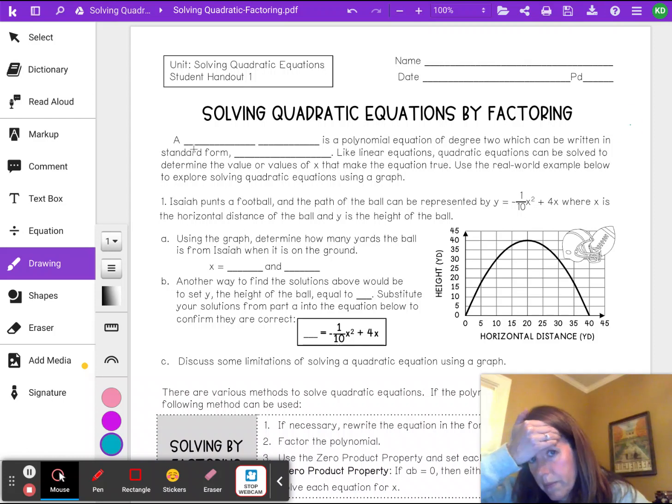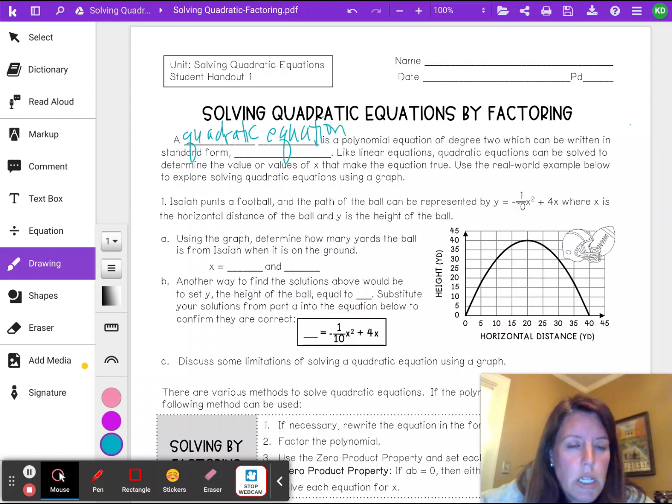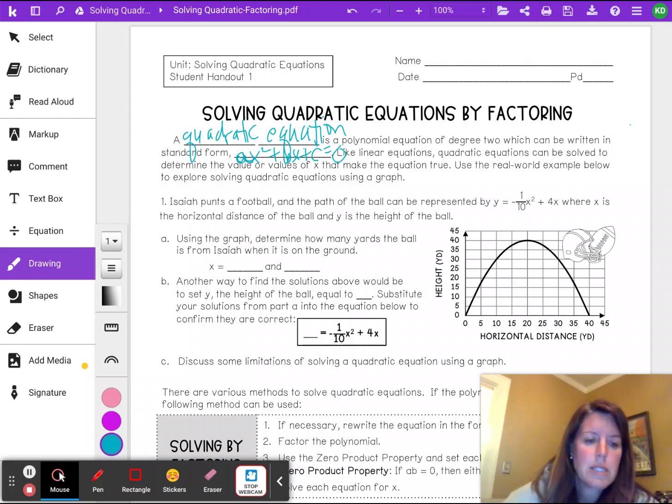So a quadratic equation, that is a polynomial. A quadratic equation is a polynomial equation of degree 2. So the leading or the highest degree exponent is 2. And it can be written in standard form, which is ax squared plus bx plus c equals 0. If you can read my handwriting.